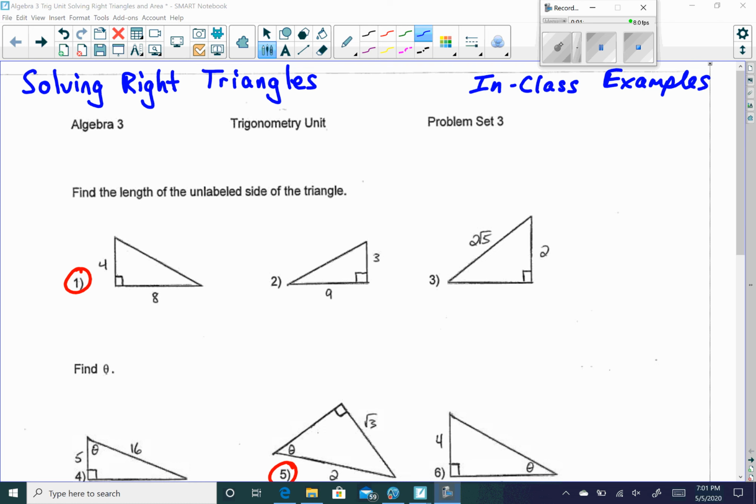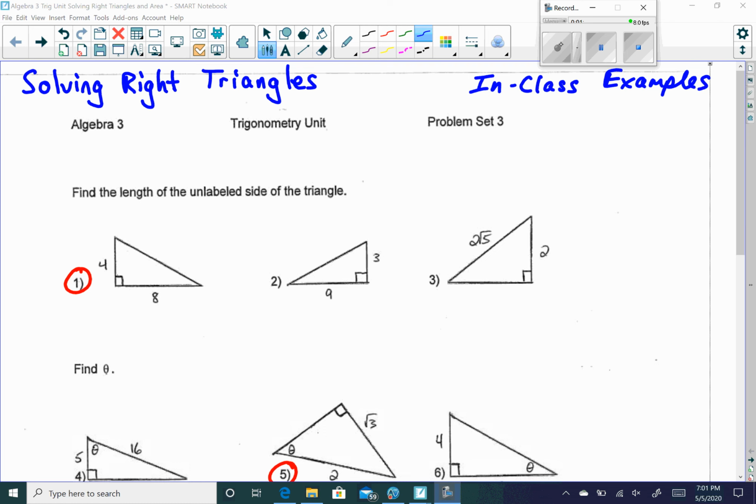All right, so this is problem set 3. I'm going to do at least one example from each little section that's here. It all depends on what's missing and what type of triangle we're given from here on out to help us determine what the right process is to find it.